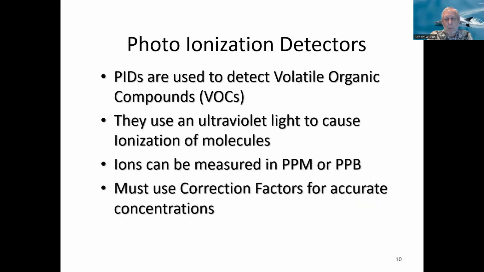Photoionization detectors, or PIDs, are used to detect volatile organic compounds, VOCs. They use an ultraviolet light to cause ionization of molecules. Ions can be measured in parts per million or parts per billion. Must use correction factors for accurate concentrations.